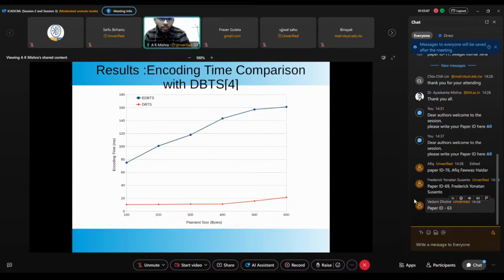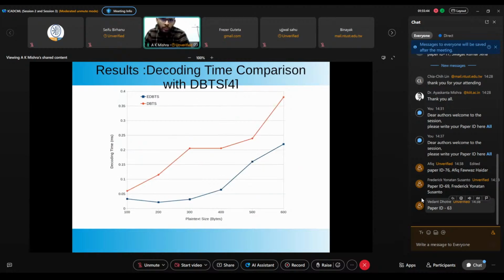And there is this encoding time comparison with the base work done by DITL. Here we can see that our encoding time is much more than in the case of the base work by DITL. It's because they have just randomly selected the cover text out of the available sentences, but we have incorporated an additional check of frequency. That's how the encoding time has increased significantly in our case.